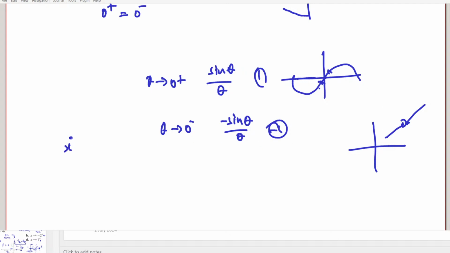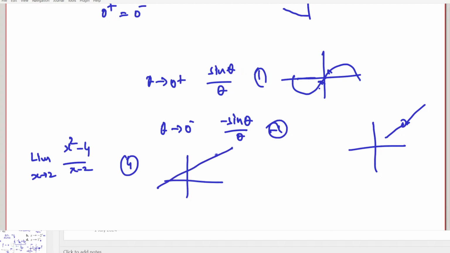So for example, take this case, x square minus 4 by x minus 2. What is limit x tends to 2? It is 4. What this means is, what is x plus 2 here? X plus 2, some graph, something like this. So at 2, there is a hole. At 2, this graph is not defined, right? So this graph is something like this.